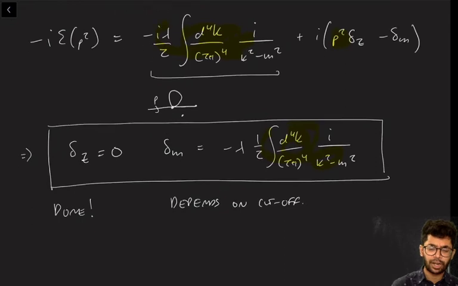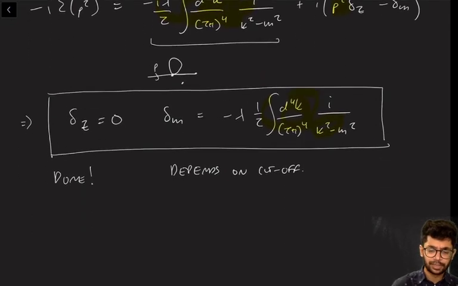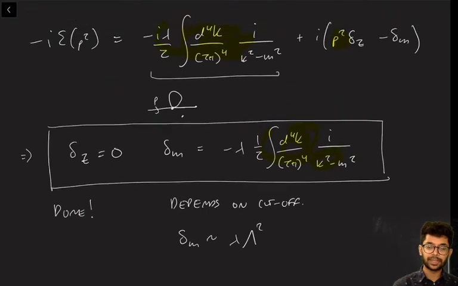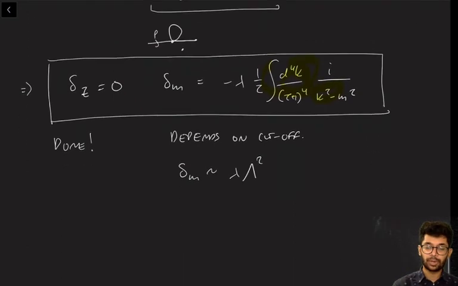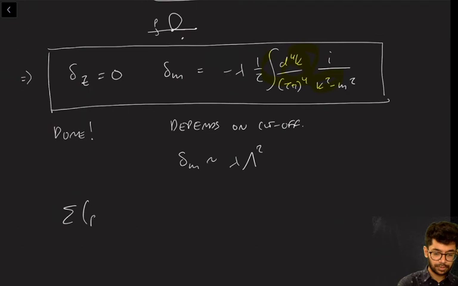And in particular, if we use a hard cutoff like we did earlier, then we get something like delta m goes like lambda times capital Lambda squared. It's a quadratic divergence. There's not much that we have to do there. Now, with these choices, we can see that Sigma of p squared is in fact exactly 0.